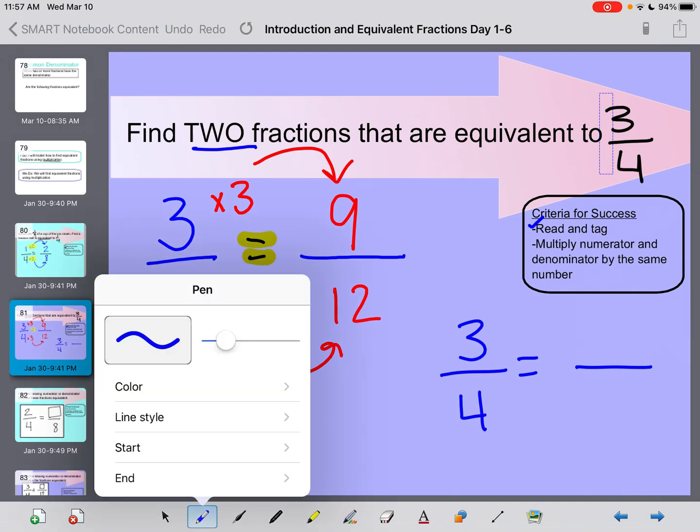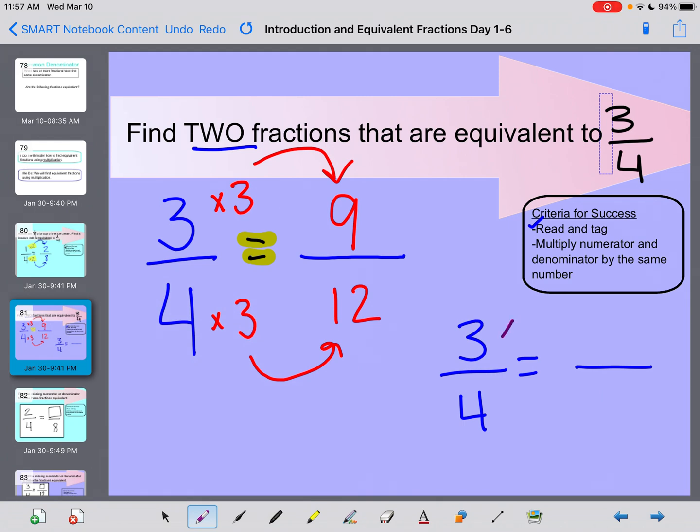I'm going to multiply the top and the bottom by 5. 3 times 5 is 15. 4 times 5 is 20. I now have a second equivalent fraction to 3/4, 15/20.